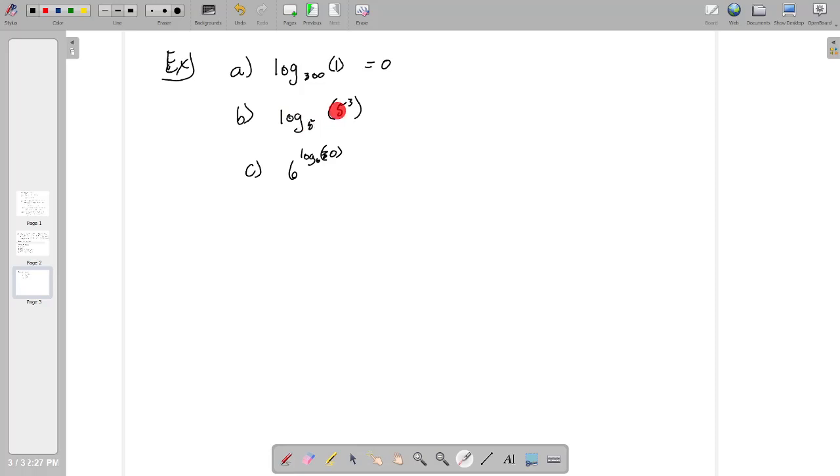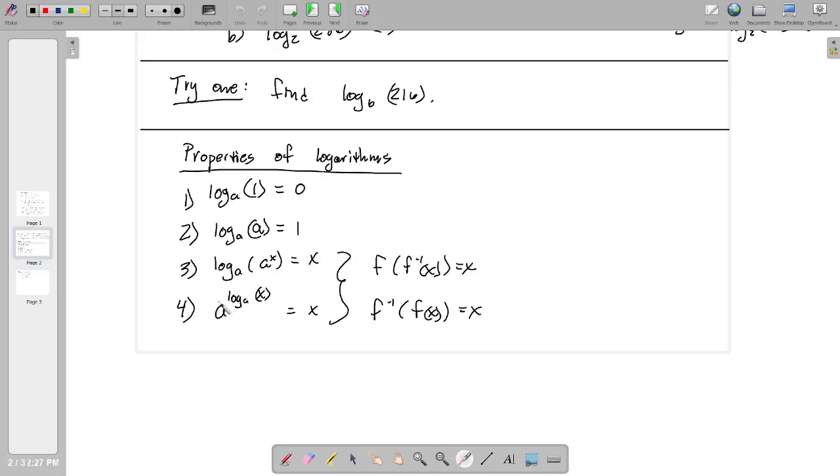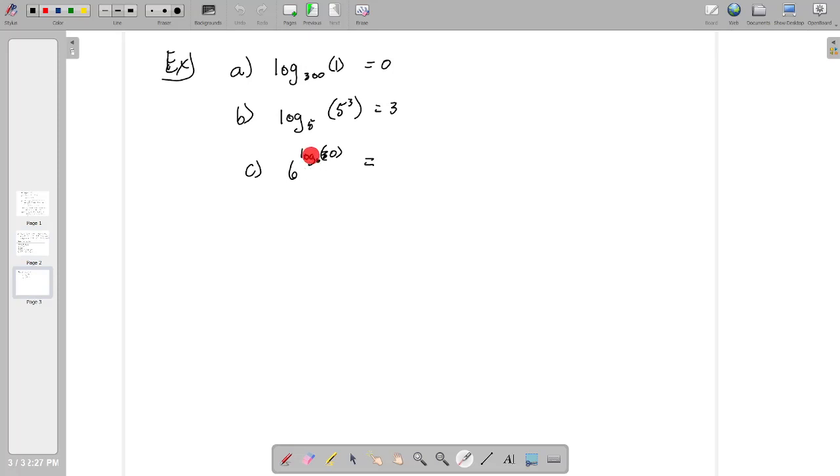Log base 5 of 5 to the third. So 5 to what power gives me 5 to the third power? That should be 3. 5 to the third power gives me 5 to the third power. And then finally, this one is exactly the fourth property. A, in our case, is 6. The a to the log base a of x is going to equal x. So 6 to the log base 6 of x, in our case 30, is going to equal 30.